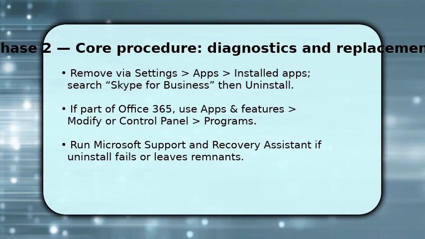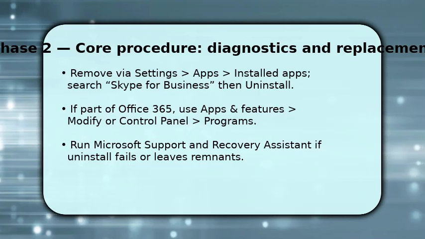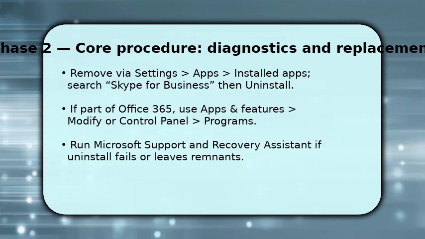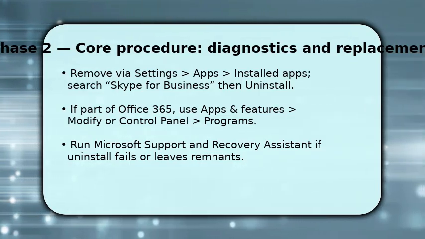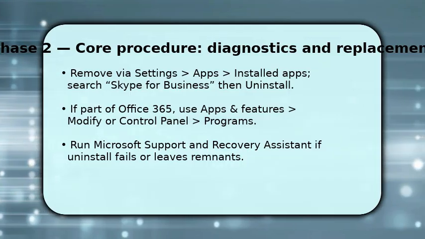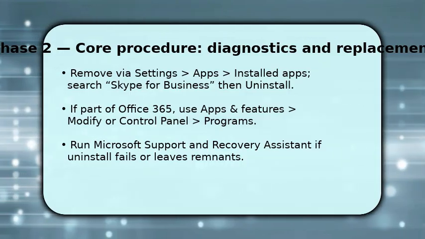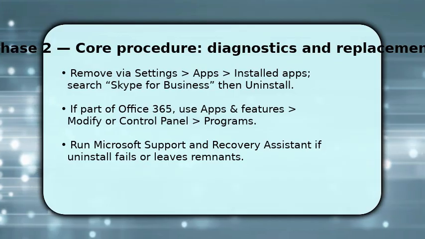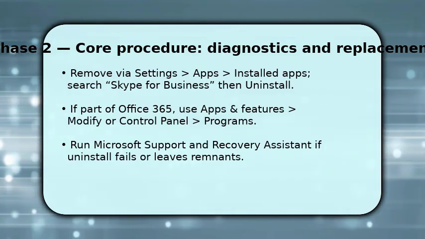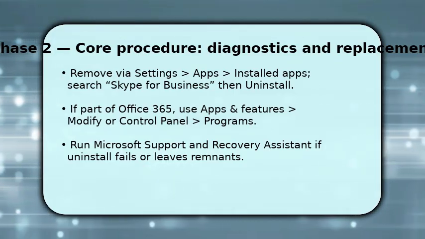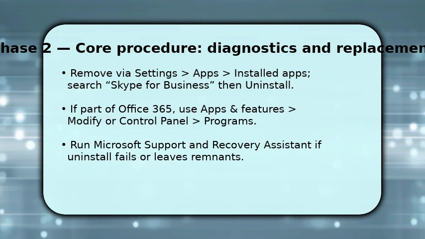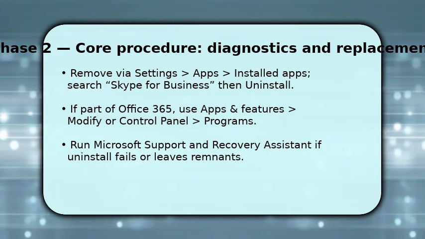If Skype for Business is bundled in Office, you must modify Office from Apps and Features or use Control Panel to remove that component. Otherwise, Office may reinstall it. If the normal removal fails, run the Microsoft Support and Recovery Assistant to detect and clean leftover files and registry entries so the app is fully removed.